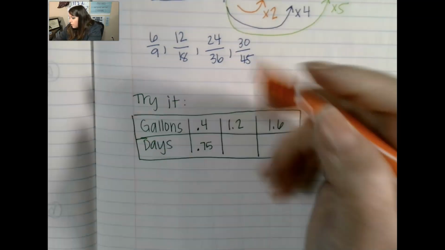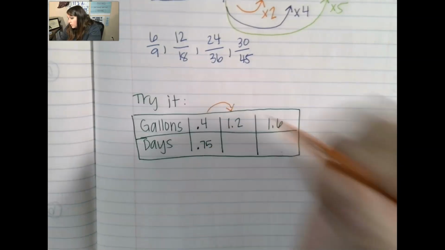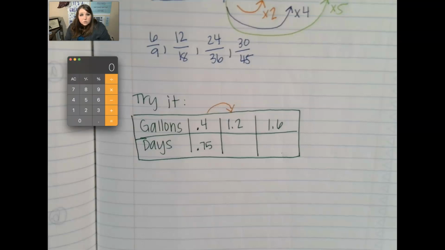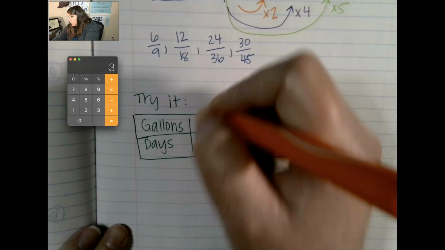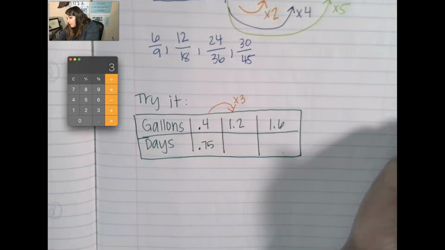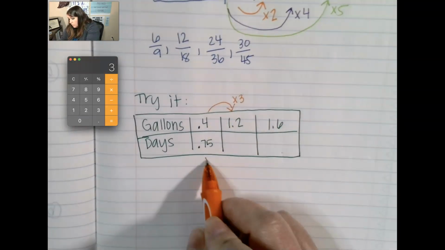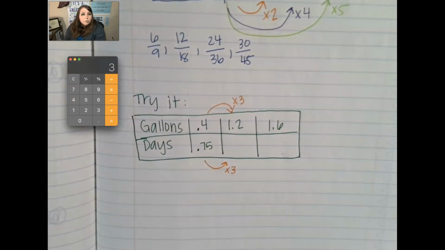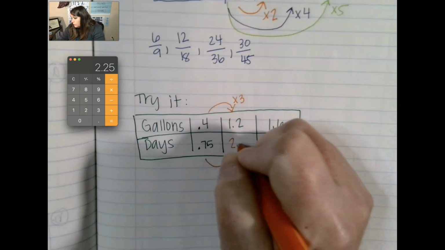So how do I get from 0.4 to 1.2? Well, let's check it out. What did I multiply by? Let's work backwards. I had 1.2 divided by 0.4, and that's going to give me 3. So I multiplied by 3. So on the bottom, I'm also going to multiply by 3. So 0.75 times 3 is 2.25.